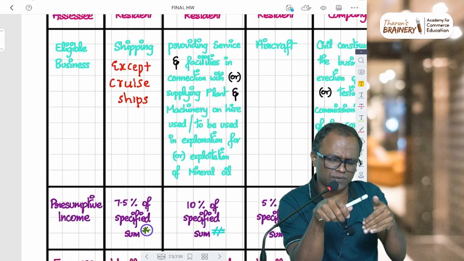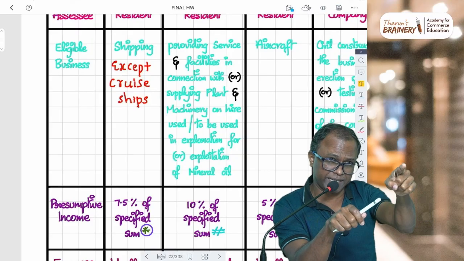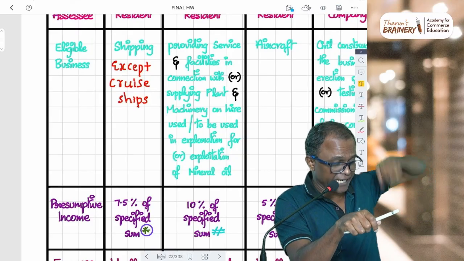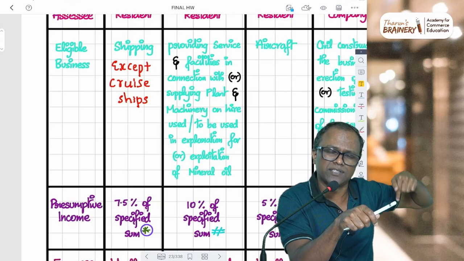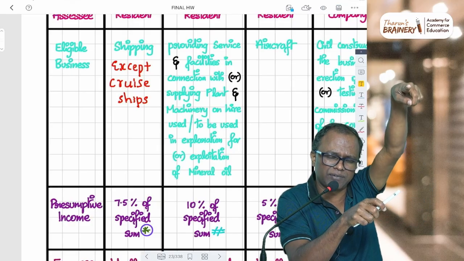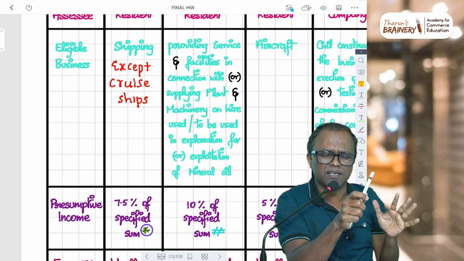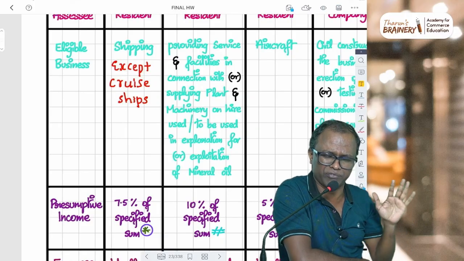Situation number 2, originating port or airport. For 44B as well as 44BBA, the provision is the same. The originating port is outside India, and the destination port or airport is in India. Actually, the income has accrued in a foreign country. Income accrues in the country where the port is located, because the originating place is the place we generally treat as the place of accrual of income.